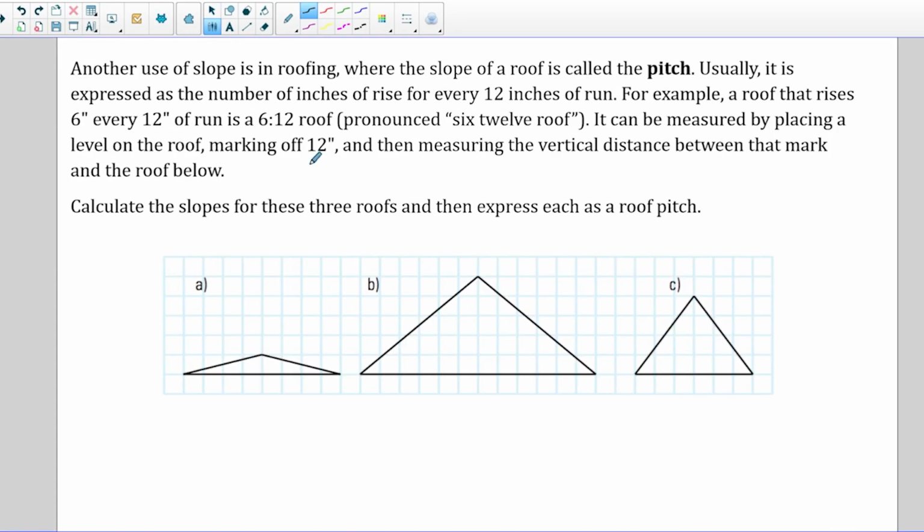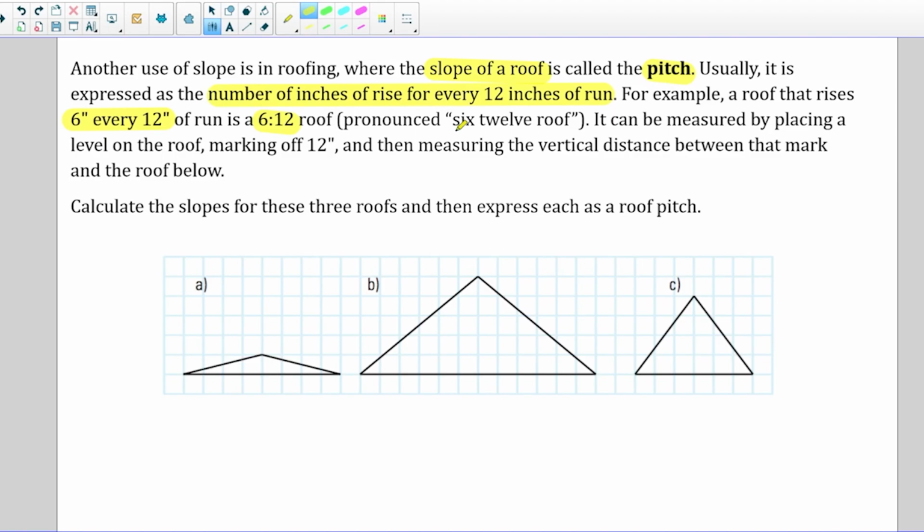So another place where we can see slope being used is in roofing, where the slope of a roof is called the pitch. So this will be a cool use of slope for us. We express this as the number of inches of rise for every 12 inches of run. So for example, a roof that rises 6 inches every 12 inches of run is known as a 6/12 roof. So just note the pronunciation there. It's measured by placing a level on the roof, marking off 12 inches, and then you measure the vertical distance between that mark and the roof below.